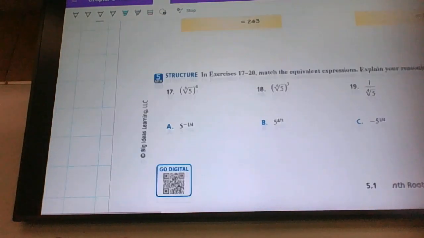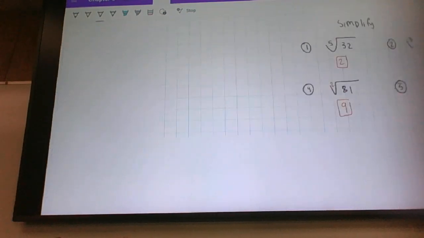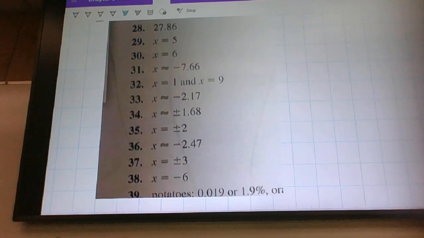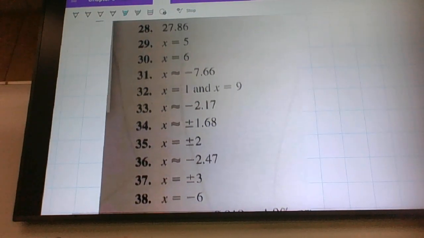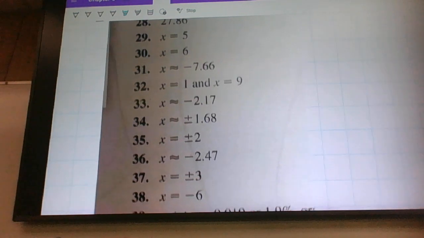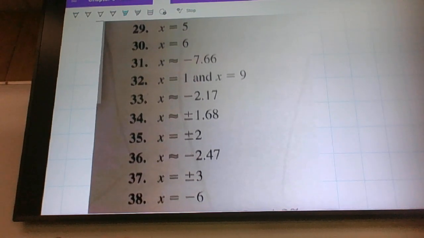All right, now let's check these answers. I'm going to come around and look at your work, and then you guys check your answers with the people in your group. And the ones that you guys don't have right, I will do. Think about the ones that show plus or minus. And think about the ones that are decimals. The ones that are decimals are probably the ones you guys stuck on.